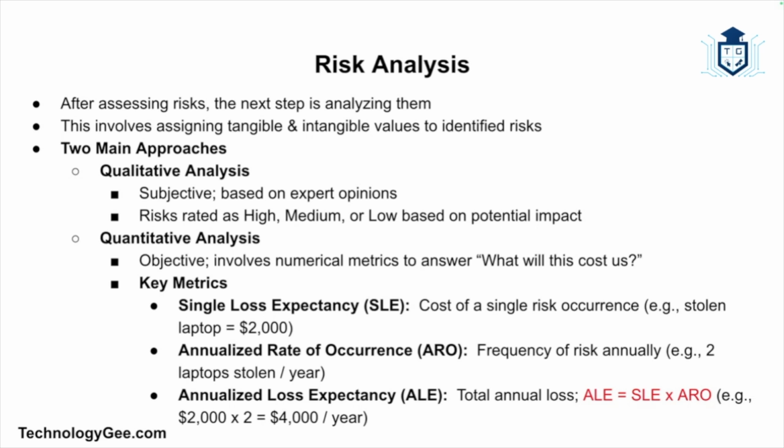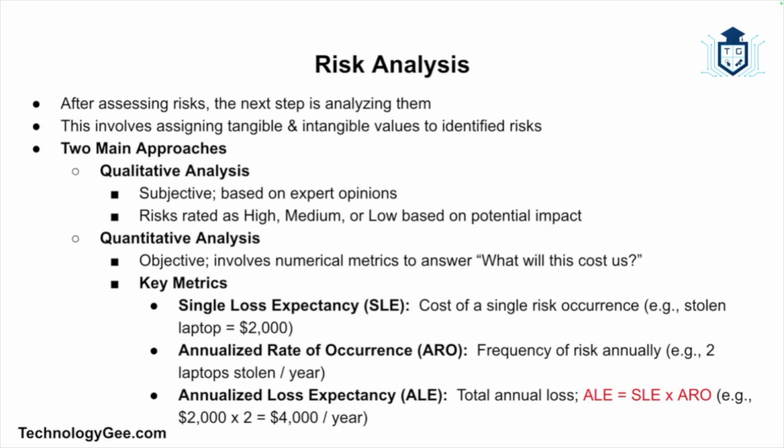Now that the risks are assessed, it's time to analyze them. And this involves assigning tangible and intangible values to the identified risk. And there are two main approaches. The first one is a qualitative analysis, and this is subjective and based on expert opinions. So for instance, a risk might be rated as high, medium, or low based on its potential impact. Then we have a quantitative analysis, and this is objective and involves numbers. It answers questions like, what will this cost us?